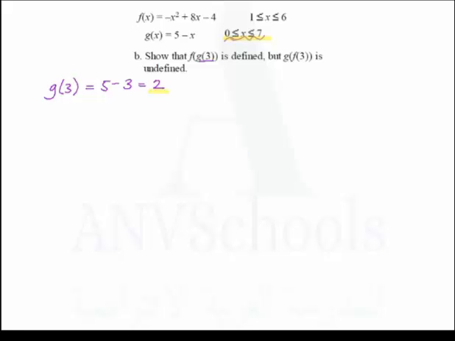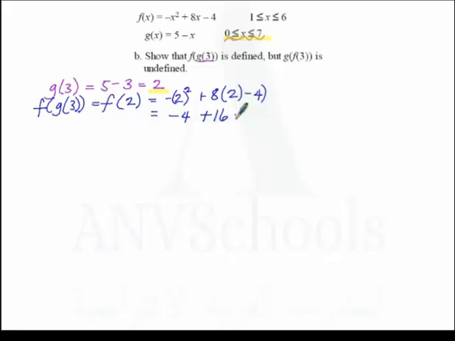And then what is our f of g of 3? F of g of 3 would then be equal to f of 2. And f of 2 is equal to negative 2 squared plus 8 times 2 minus 4. What is that equal to? That's negative 4 plus 16 minus 4. So that's equal to negative 8 plus 16. So we have 8.